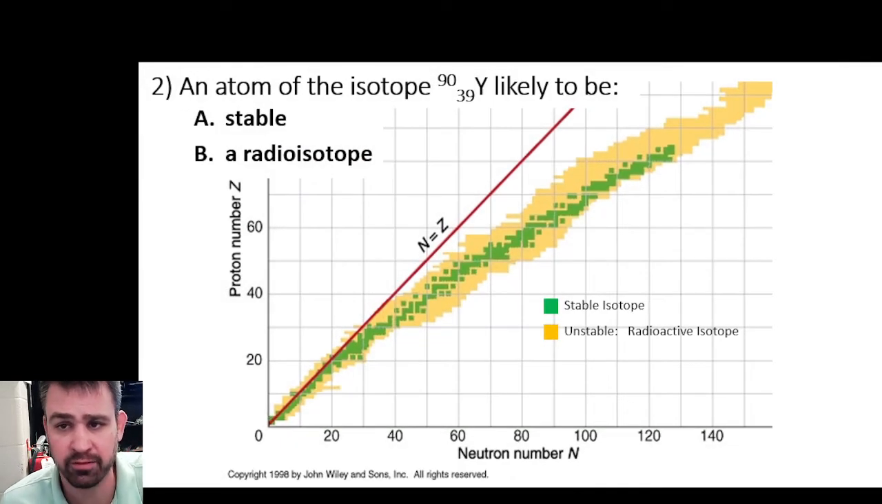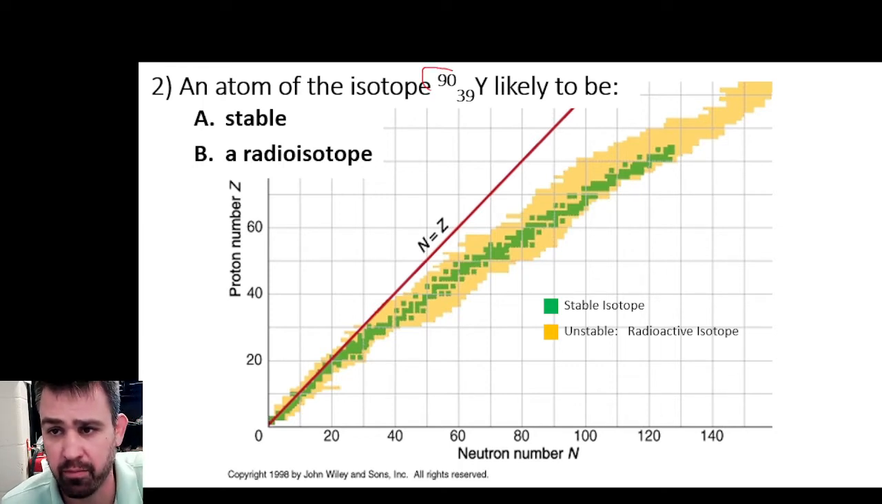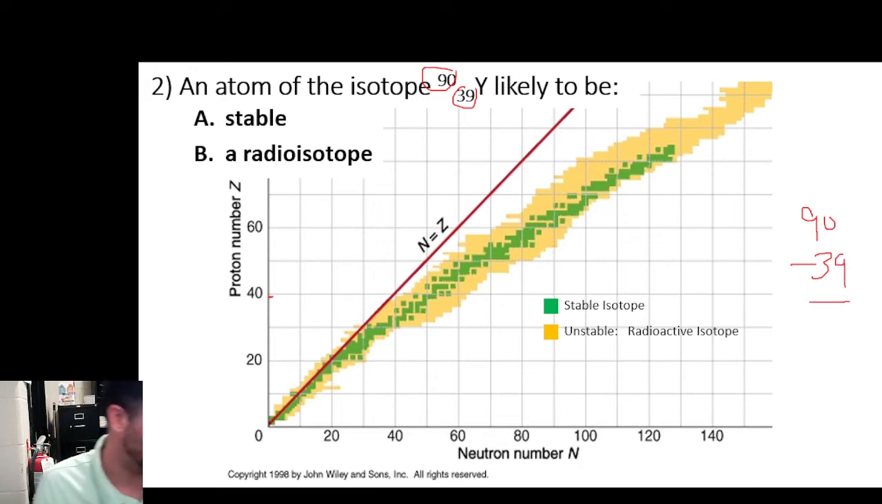An isotope of yttrium-90 is likely to be which one? This is where we have to use the isotopic notation, because I have my mass and my number of protons. Protons are going to be over here, so I'm going to be just below that 40 line. Now I need to find my number of neutrons. On the side, 90 minus 39 is what? That's what you need to figure out. If you have a calculator, this is going to have 51 neutrons.